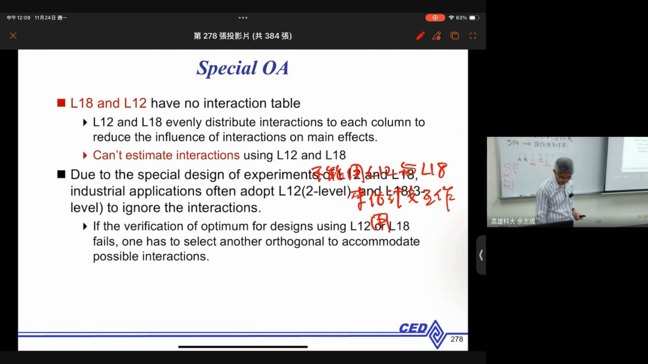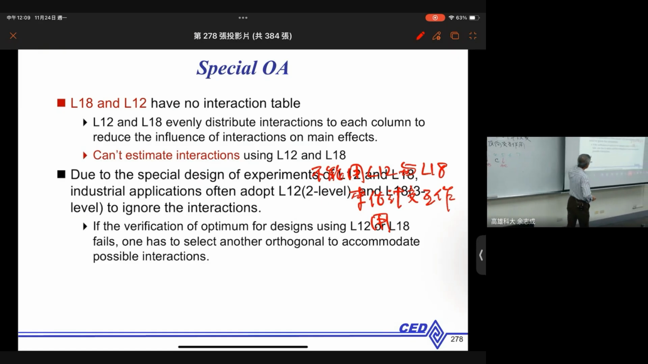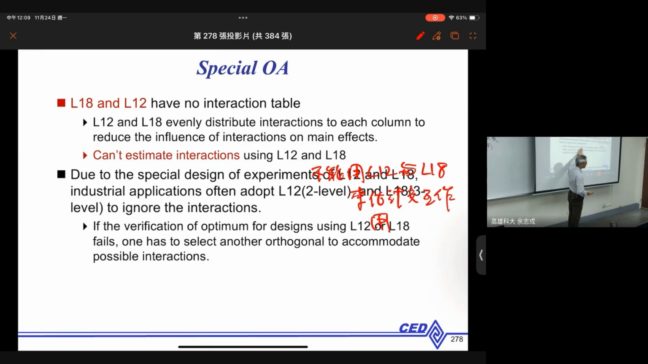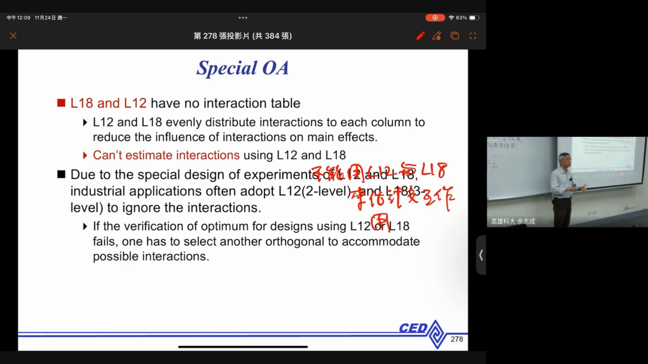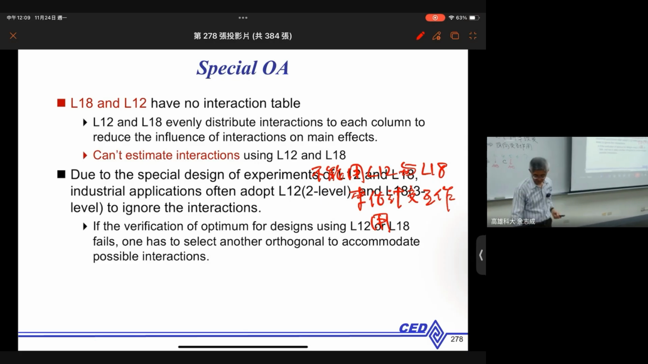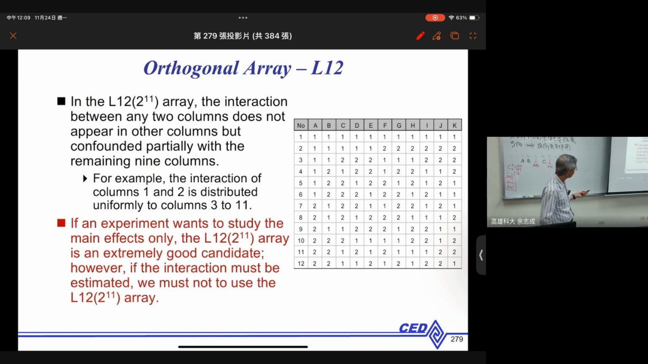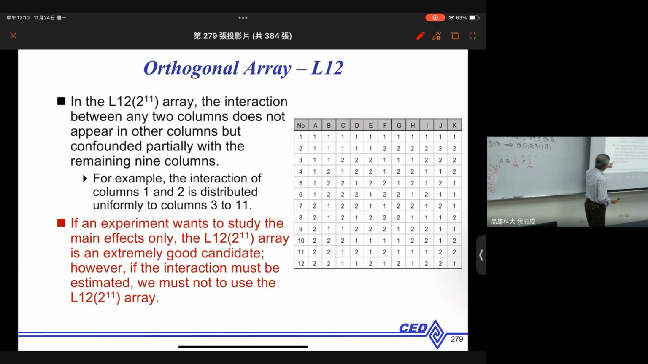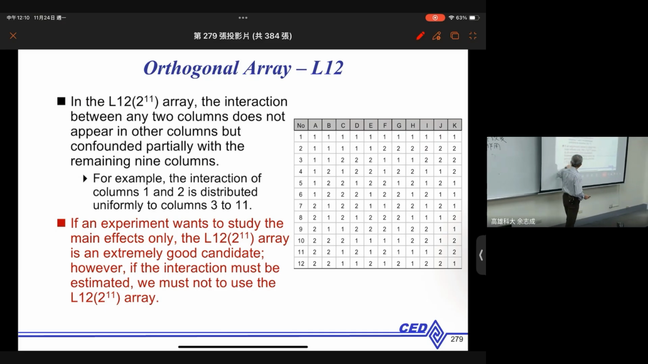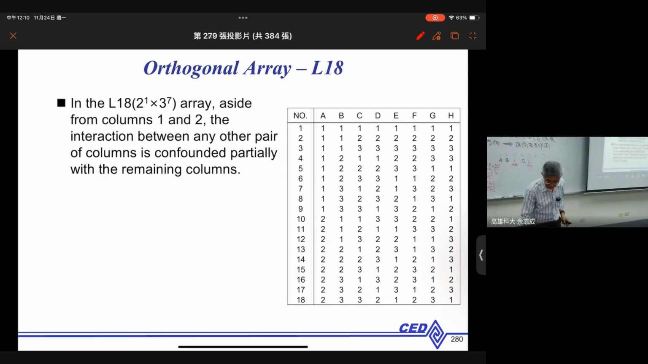Okay. So if you are using L12 and L18, and in the verification of optima, you find that your results are very different, then you need to redo the experiment if you want to analyze the interaction. And this is L12, okay? L12. No interaction, right? As you can see, if you want to estimate interaction, you cannot use L12. Same thing, you cannot use L18.